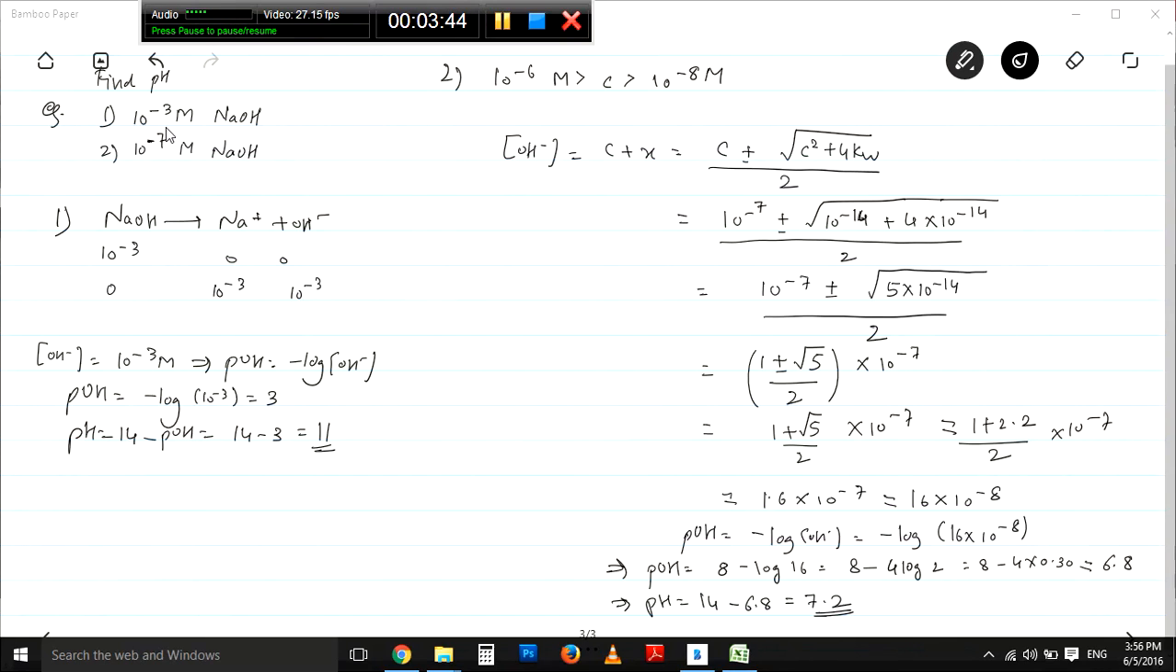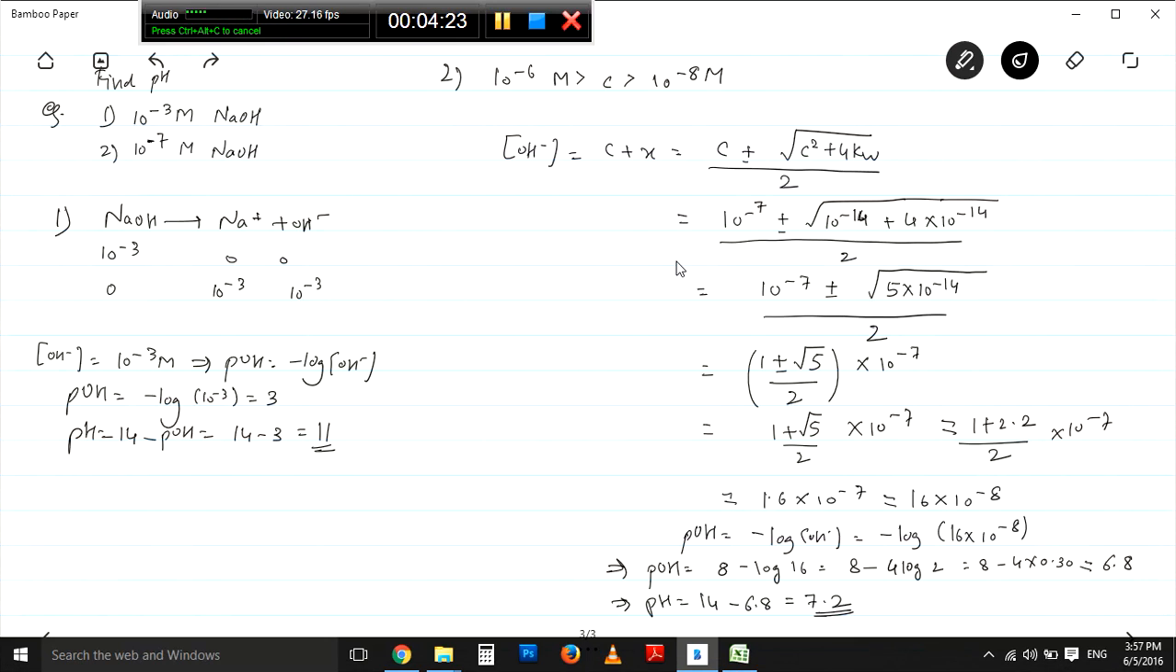Now the second case is slightly more complicated. Because in this case the concentration is between 10 raised to power minus 6 and 10 raised to power minus 8, I will have to use the second case that we had derived. So I cannot directly say that OH minus is going to be negative log of C. Rather, I will have to solve the quadratic equation that we have derived. If you go back to the quadratic equation, we got OH minus equal to C plus X, which was C plus or minus root of C square plus 4 times Kw upon 2.